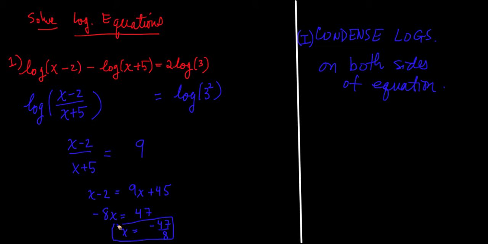And that is normally our answer, except in this case, we have to be very careful. We have to check our answers. We check this by plugging it back into the original equation. And we don't have to do too much arithmetic here. You can see that if I take negative 47/8 and plug it in here, I get the logarithm of a negative number, which we know that we cannot do. So this answer doesn't work. This answer is actually extraneous.